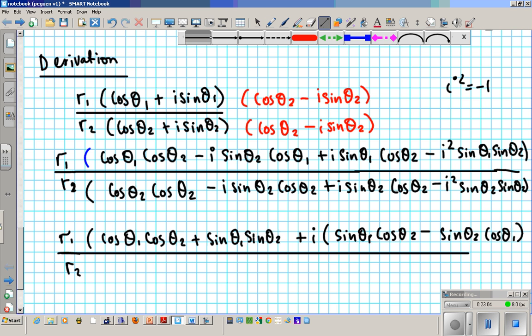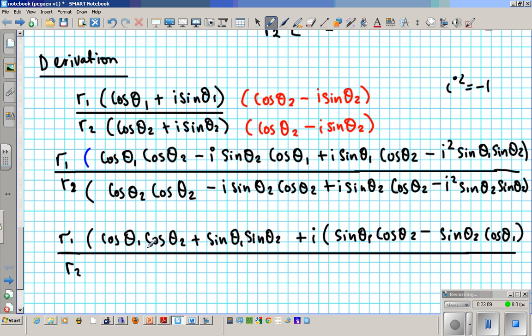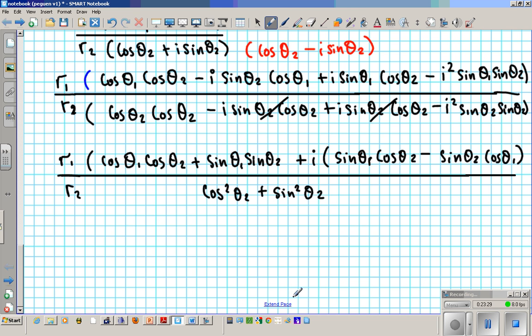And then for the denominator, cosine theta 2 and cosine theta 2 are identical, so that's cosine squared theta 2. These two are opposites, so they cancel out. And then this one, I squared makes this a plus sine squared theta 2. Now, if we look at identities, when you have cosine squared plus sine squared, what identity is that?